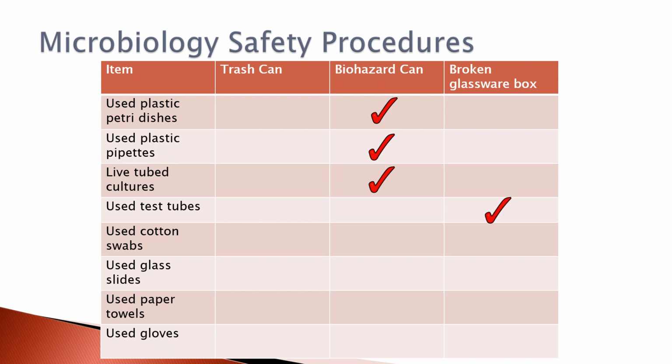Used test tubes are going to go in what's called the broken glass box. Used cotton swabs, biohazard. Used glass slides in the broken glassware box. Used paper towels can go in the trash can. Why? Because why you used them was to mop up disinfectant, and so they are already disinfected. So they can go into the regular trash can, and used gloves also need to go into the biohazard can.